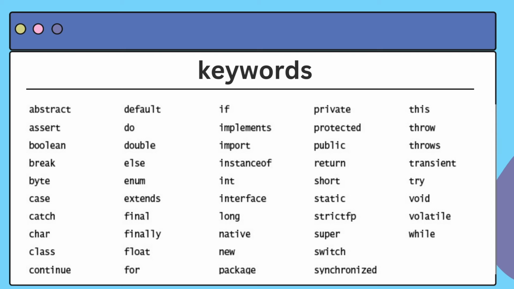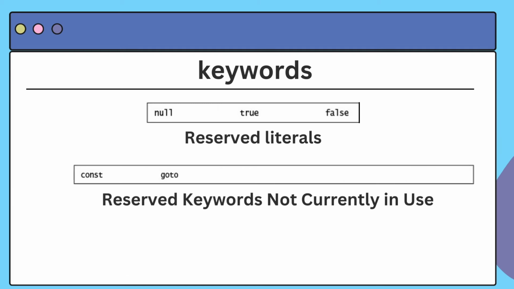So apart from these keywords, we also have some few reserved literals, right? And we will talk about the literals in later part of the video. And below some reserved literals, we have two keywords like the const and the goto, which are also reserved but not in use currently, right? So now let us see them in action.